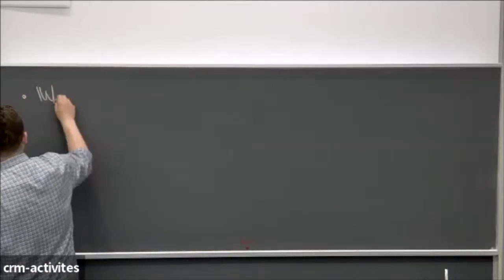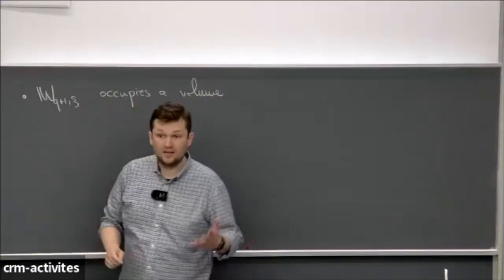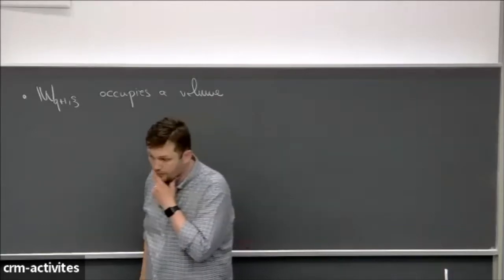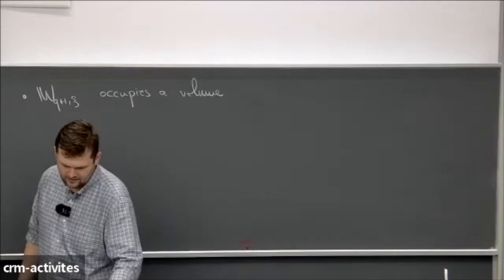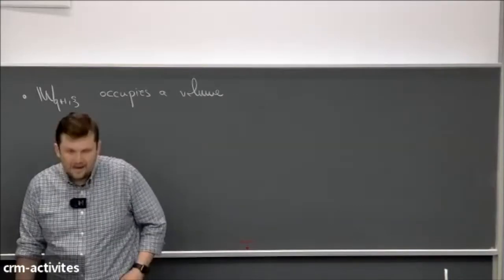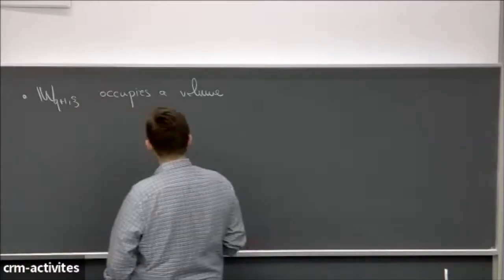So for the moment, let me just write this down. This guy occupies a volume much less than 1 within the torus. Of course, they have to be periodic. I'm not even going to write this. Everything is periodic, right? And the way we're going to measure this volume is by a new parameter, which is called the intermittency parameter.